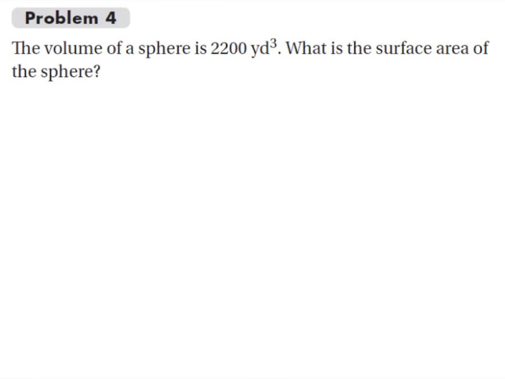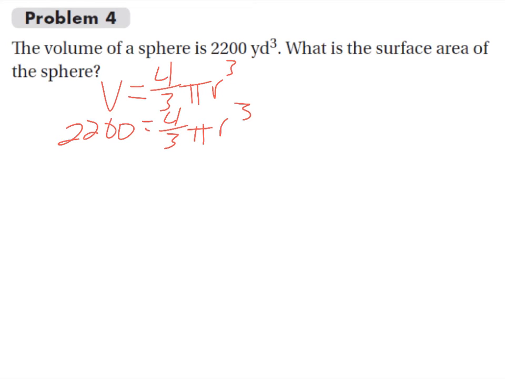Last example we have, we've got the volume of a sphere is 2200 cubic yards. So we want to know what the surface area is going to be. So to start out with, we use our volume formula of 4/3 pi r cubed. Our goal is to solve for r. So we put 2200 in for v. Okay, we can divide by 4/3.